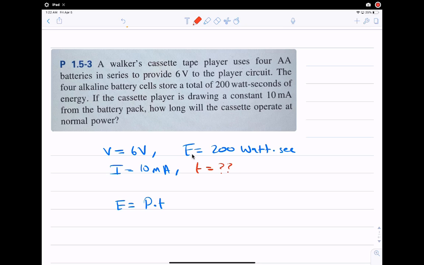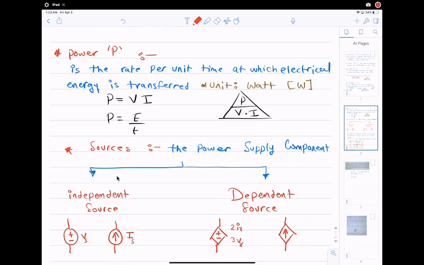Now, since I noticed that the energy is related to power times time, right? He's asking for time. So if I have a way to figure out what the power is, then the problem is solved, right? Energy is given. Time is what he asked me for. So I need the power. Now, for the rest of the information, I have voltage and current. Is there any relationship between the power, voltage, and current? Yes, we took it last session, right? Power equals V times I.